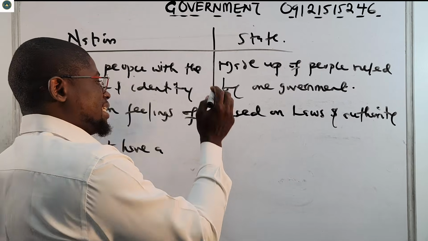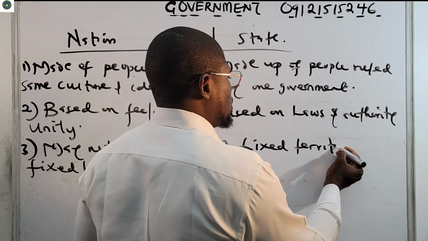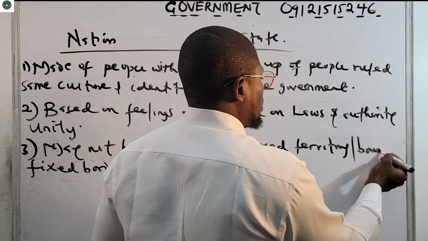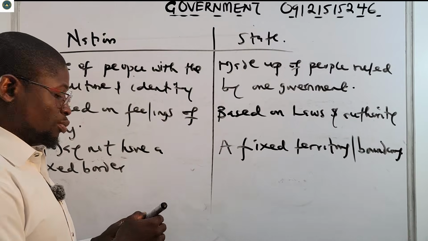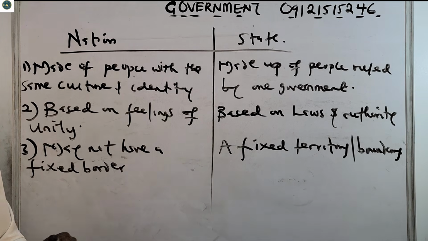So a state has what? A fixed territory or boundary. Please, you must understand that. A nation does not have any physical borders, but a state has a fixed territory or boundary.